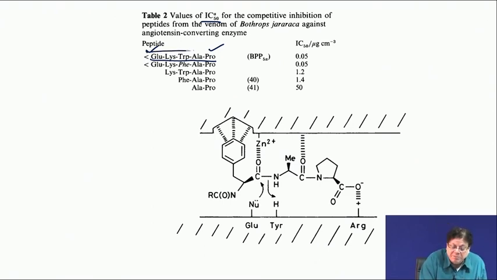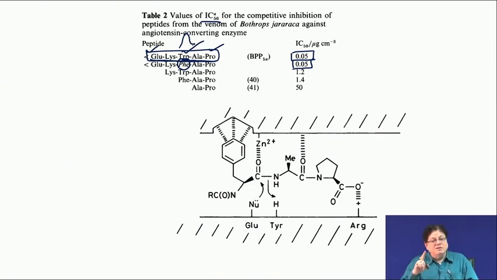So, this pentapeptide has a very good IC50 value, 0.05 microgram per cc. If you take phenylalanine instead of tryptophan here, the value remains the same. That means at this site there is a binding pocket that recognizes only aromatic amino acids like tryptophan and phenylalanine.